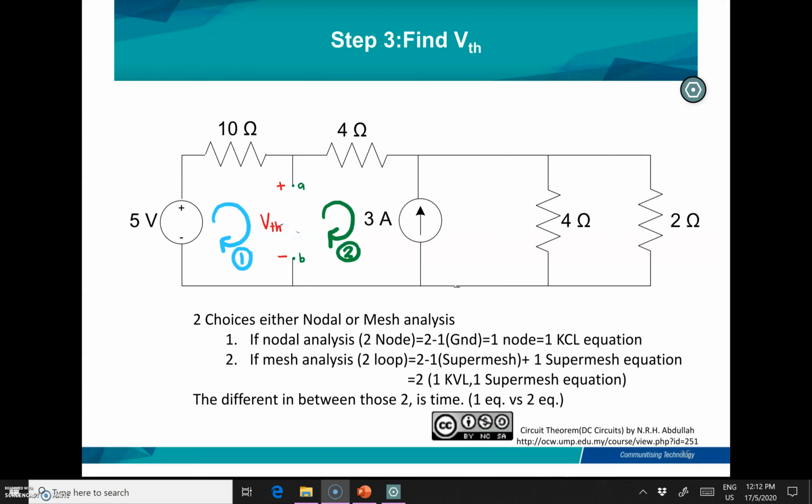If you try to find the voltage using mesh analysis, which consists of two loops, there is 2 minus 1, which is the supermesh, and then you have to add 1 supermesh equation. So there will be 2 equations, which are 1 KVL and 1 supermesh equation. So the difference between those two is time: 1 equation versus 2 equations. Actually, you can determine the V Thevenin with any method or theorem that is suitable for the circuit.